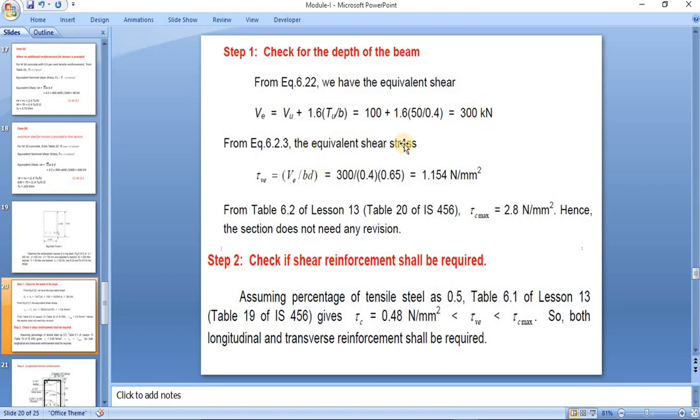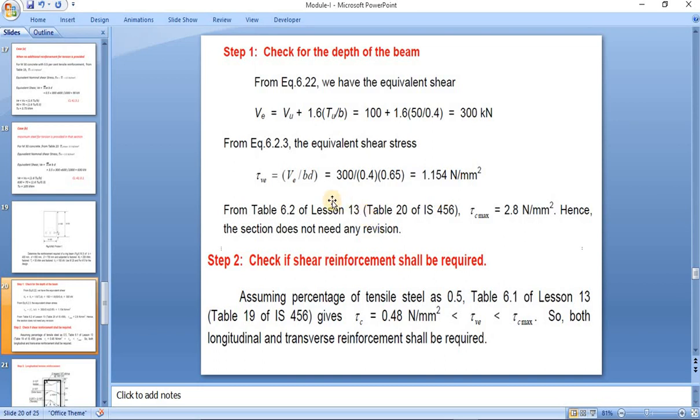Similarly, the equivalent shear stress, that is tau VE, can be calculated by using this formula, VE divided by b into d. Always remember that small d is the effective depth, that is 0.65. So tau VE is equal to 300 divided by 0.4 into 0.65, which is equal to 1.154 Newton per mm square.